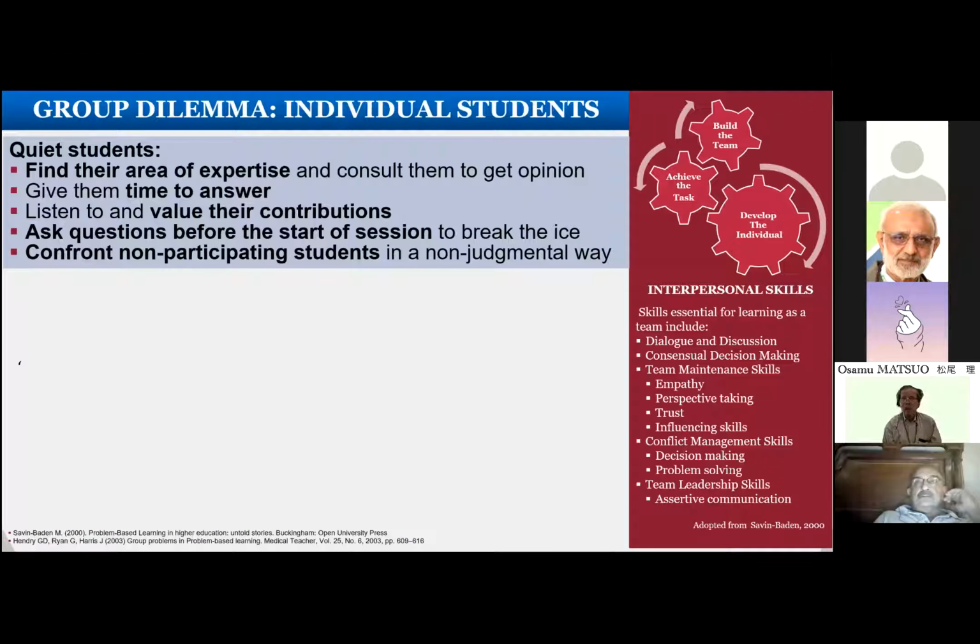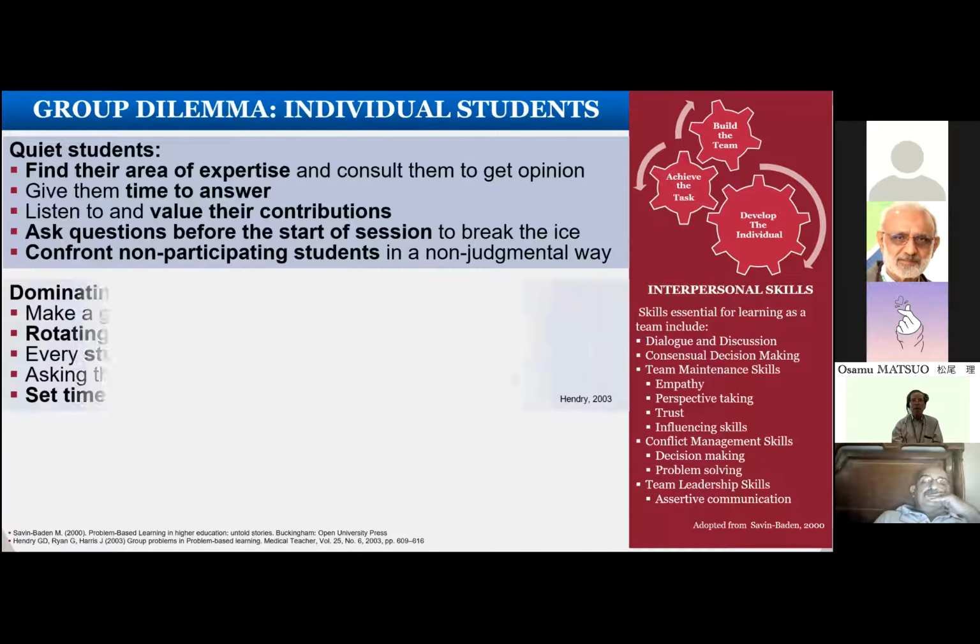give them time to answer, listen to and value their contributions, ask questions before the start of the session to break the ice. These are the strategies which have come up in one of the studies done by Seven Bijan in 2000. Comfort non-practicing students in a non-judgmental way.